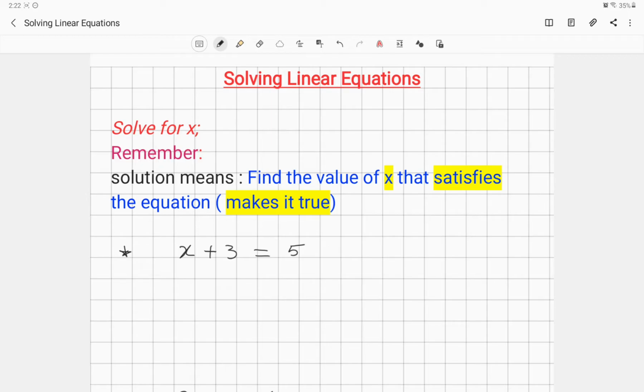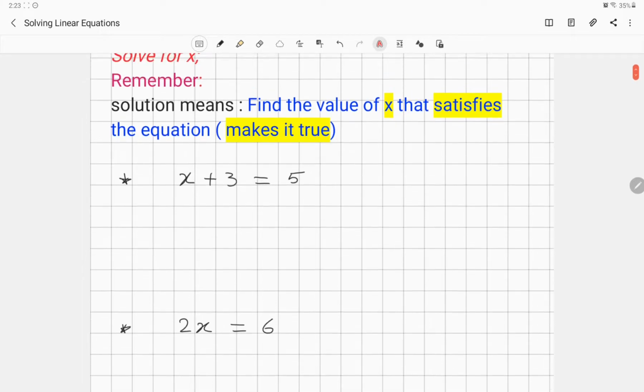It's simple, but it's the most important one. It's a beginning. When we say solve a linear equation, what do we mean by that? And the solution, what does it mean? It means find the value of x that satisfies the equation. And what does x that satisfies the equation mean? It means the value of x that makes it true, makes the left side equal to the right side.